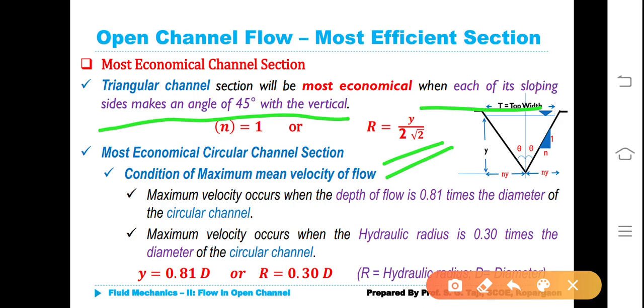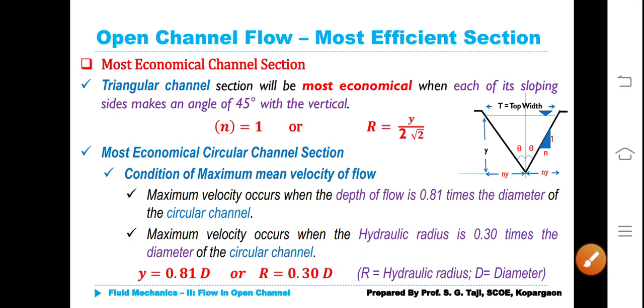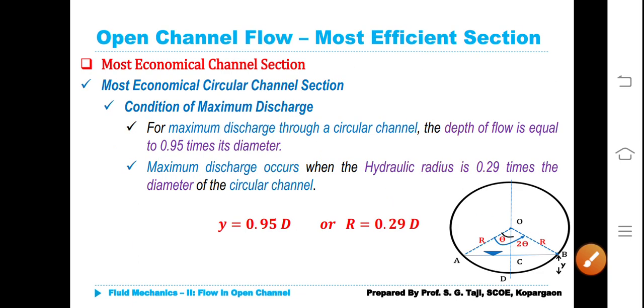For circular section, conditions with respect to velocity and discharge we have arrived. Maximum velocity occurs when the depth of flow is 0.81 times the diameter of the circular channel. Second condition, hydraulic radius is 0.3 times the diameter of the circular section. That is, depth of flow y is equal to 0.81 d, or capital R hydraulic mean depth is equal to 0.3 times d. Okay. Last summary perhaps for this class.